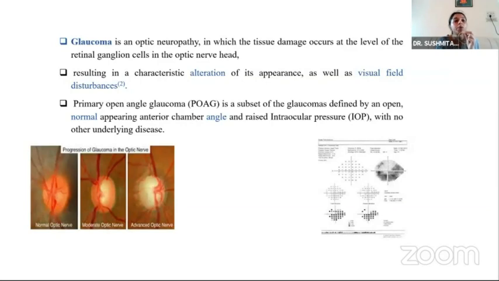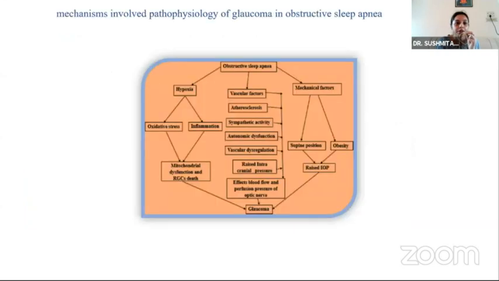On the other hand, glaucoma is an optic neuropathy, which causes tissue damage at the level of retinal ganglion cells in the optic nerve head. Thereby, it creates alterations in the structure and appearance of the optic disc, as well as severe visual field disturbances. Primary open-angle glaucoma is a subset where there is a normal appearing, open anterior chamber angle, and it may or may not be accompanied by raised IOP.